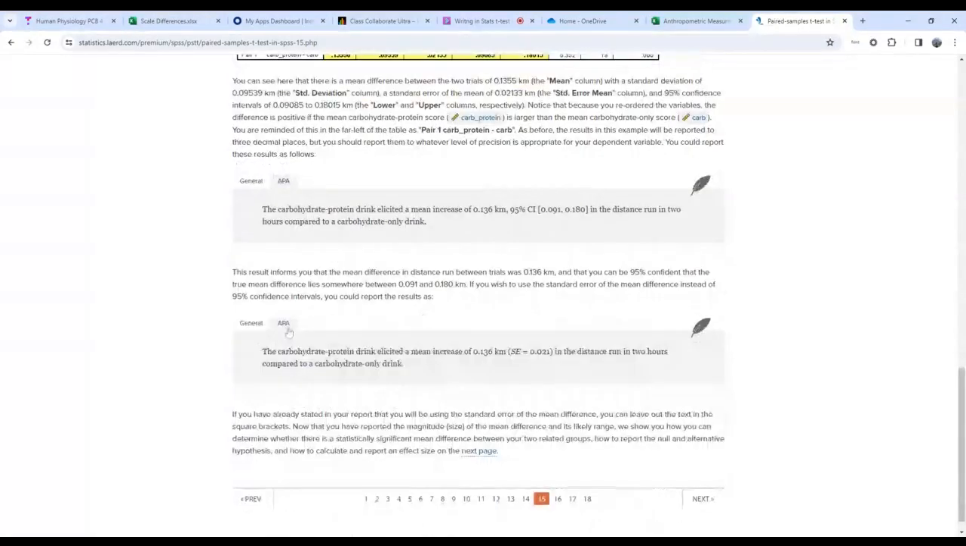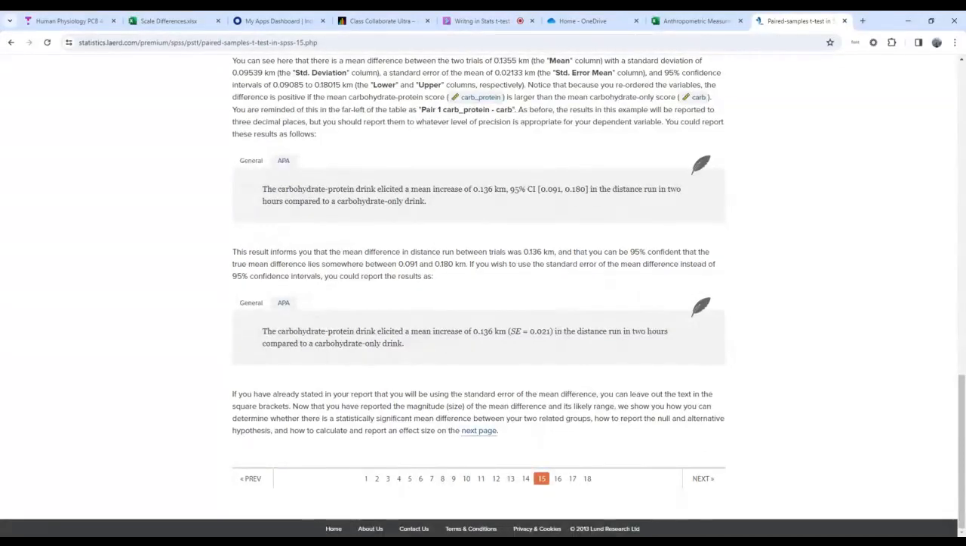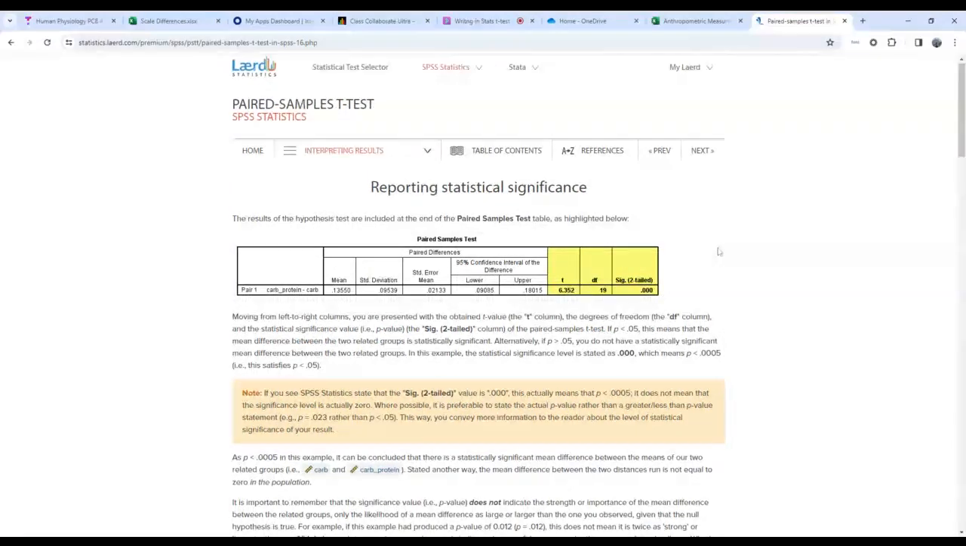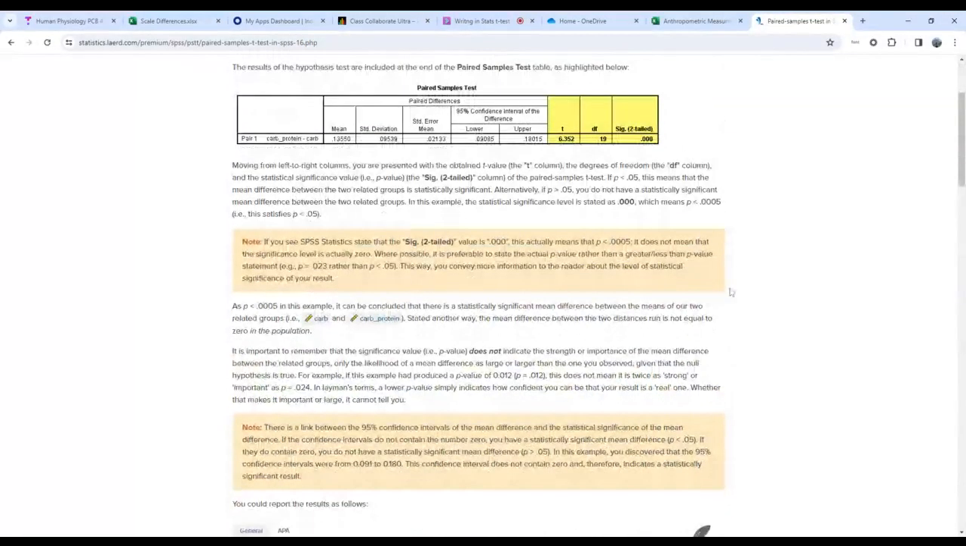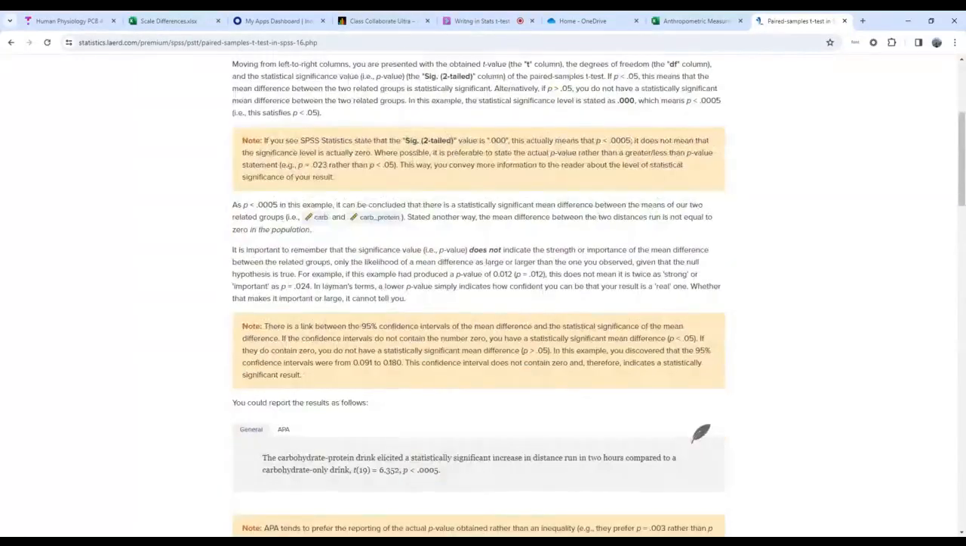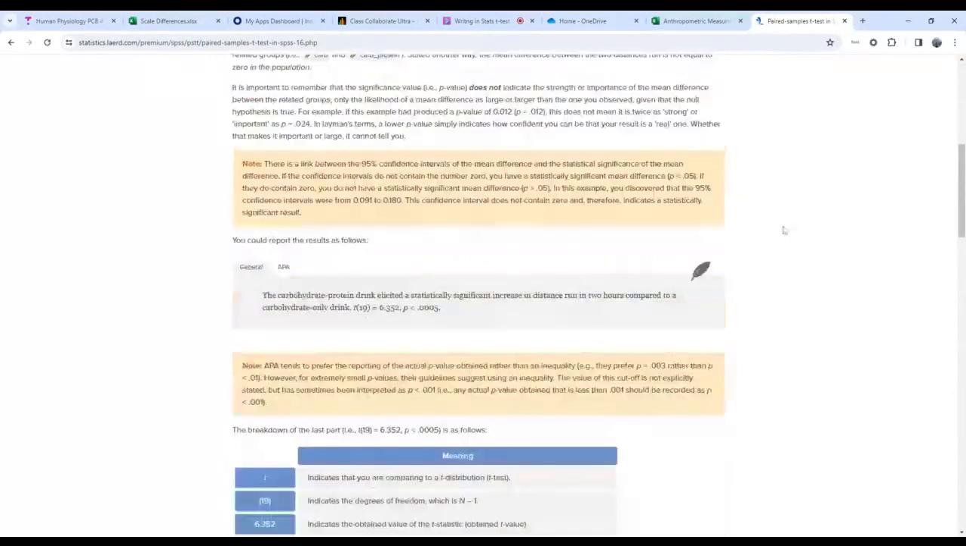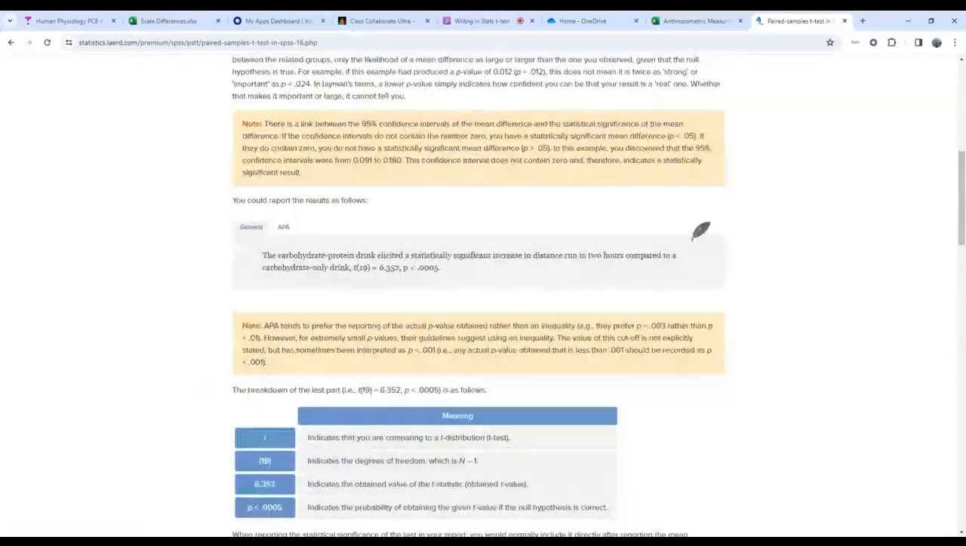Then we come down and there's that. Let's go on to the next page. So here's actually how you write the t-test. Okay, gives you some details, but so APA: carbohydrate protein drink elicited a statistically significant increase in distance run in 2 hours compared to a carbohydrate-only drink.